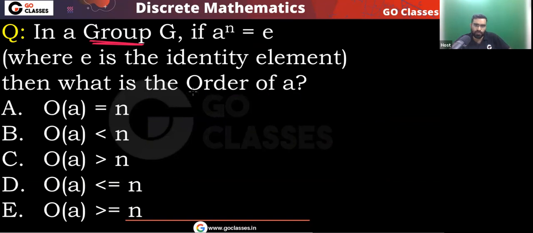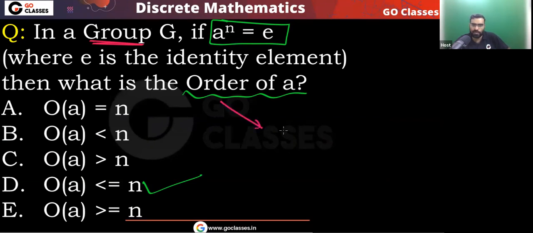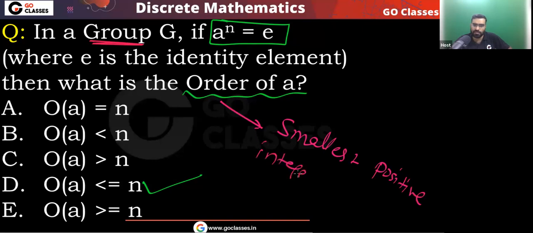In part 1 also we have seen this. If A power n is the identity element, then the order of A will definitely be less than or equal to n. Very simple, because order of A means the smallest positive integer m such that A power m is equal to the identity element.